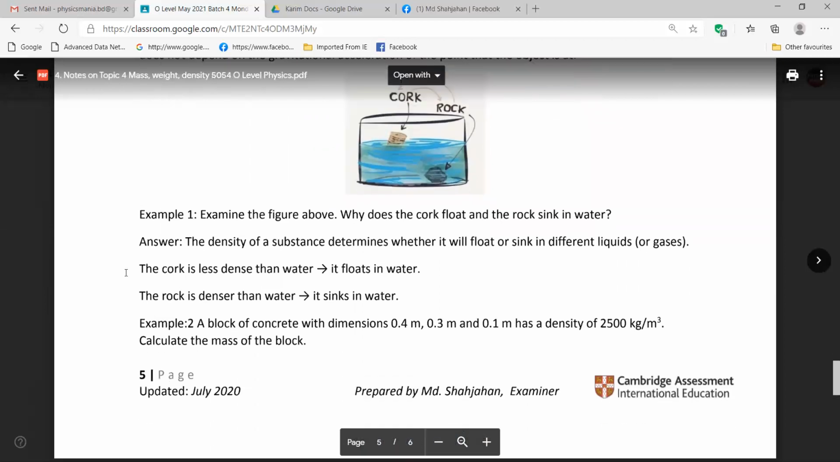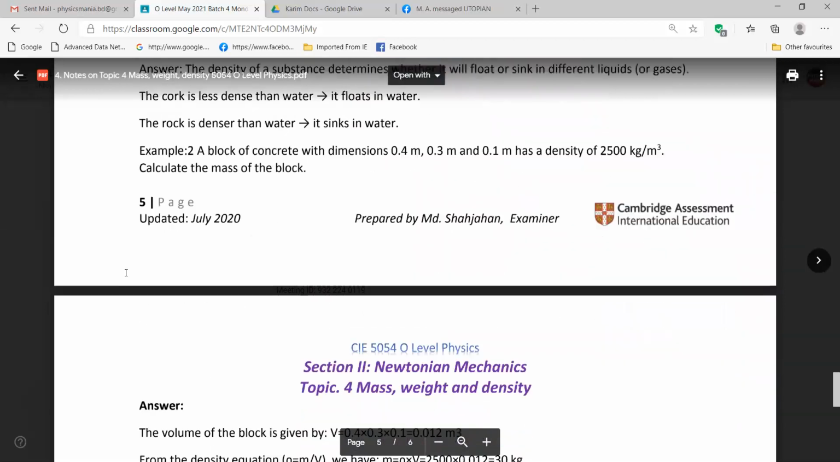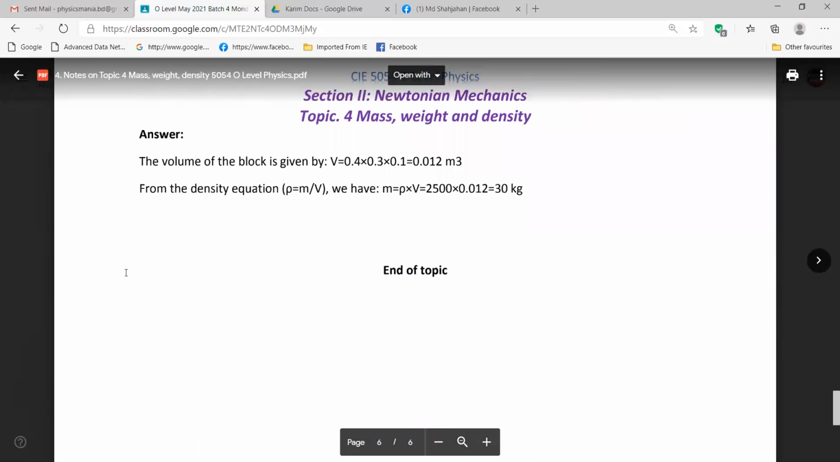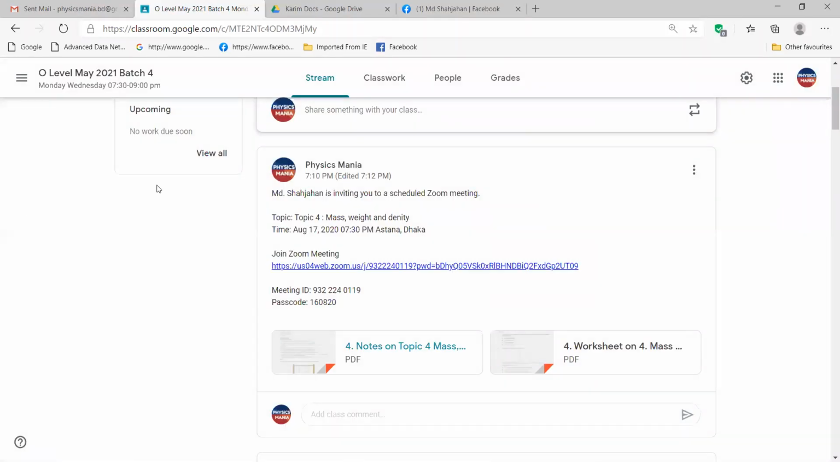So this one actually we are done. Mass, weight, density. Yes, tell me. Sir, why don't we start the next topic as well? We will start in the next class. By this time, you will finish this worksheet.